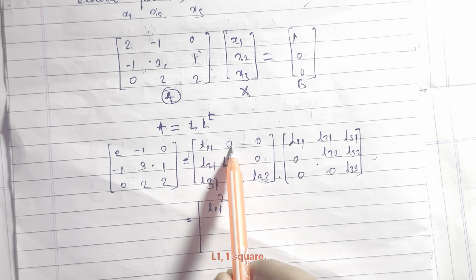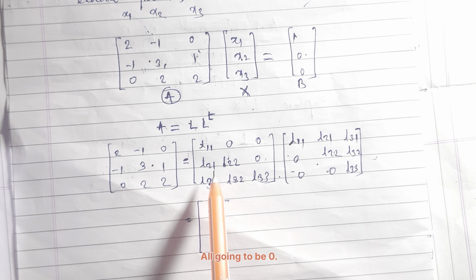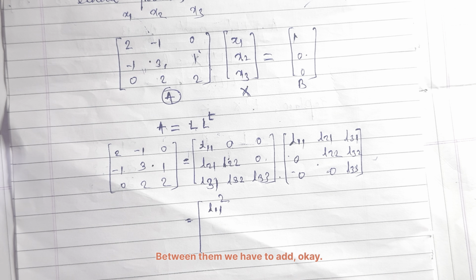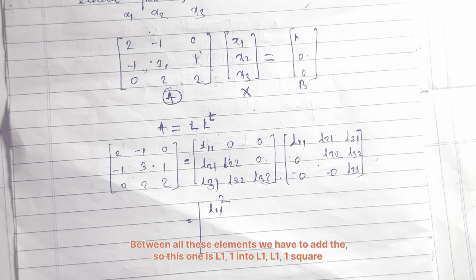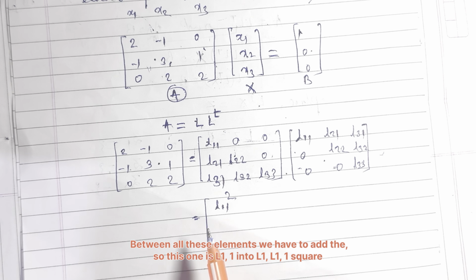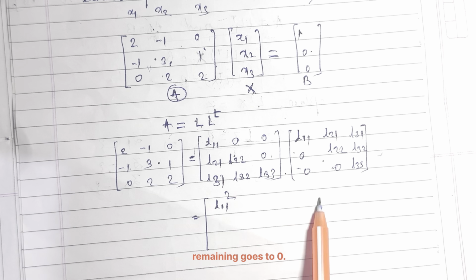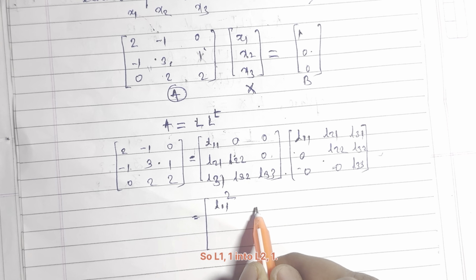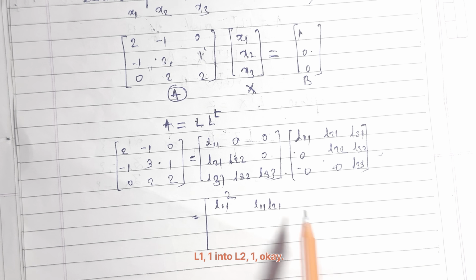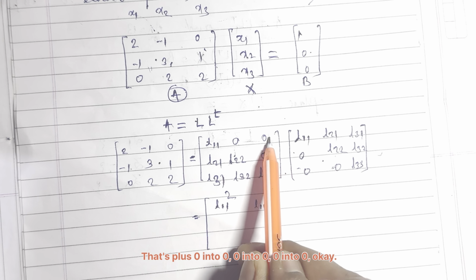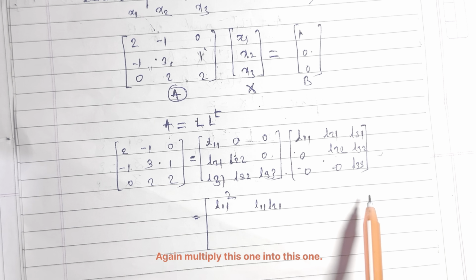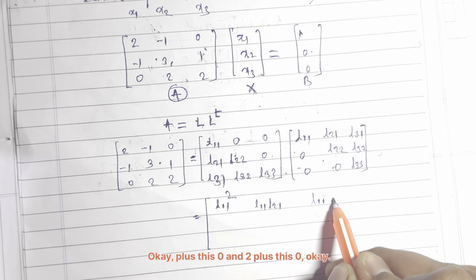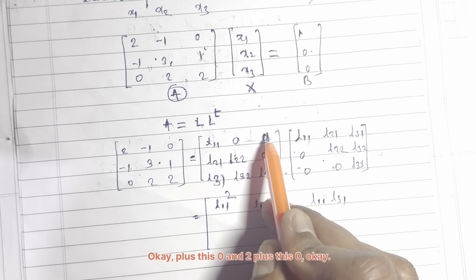Plus 0 into 0, all going to be 0. This row into this column is the first element, and between the terms we have to add. So this one is L11 square, and the remaining go to 0. Then L11 into L21, plus 0 into L22, which is 0. Again, L11 into L31, plus the remaining 0 terms.